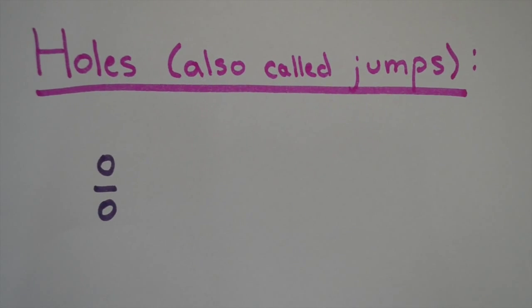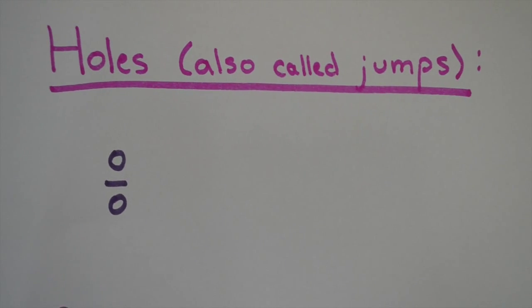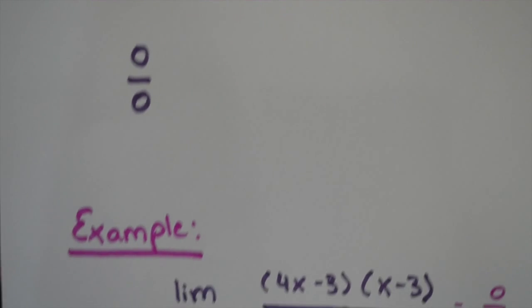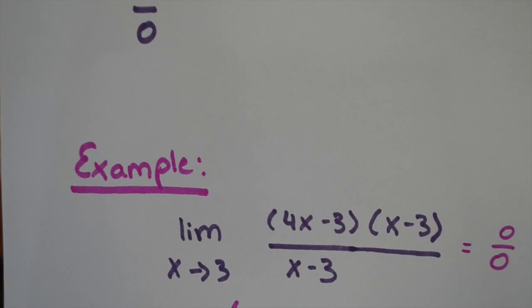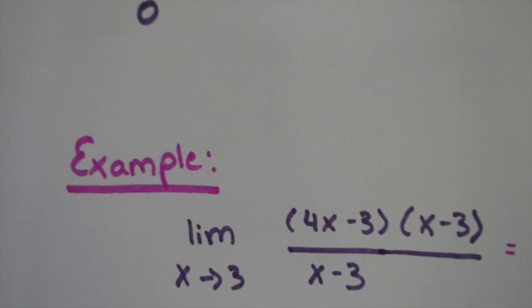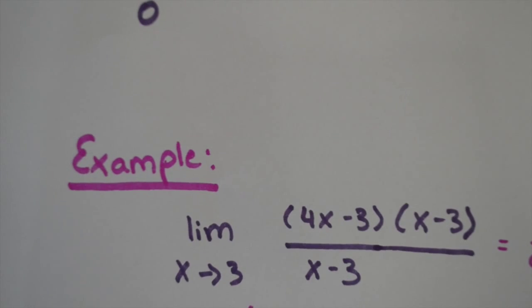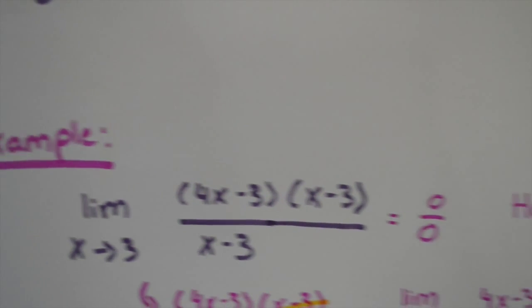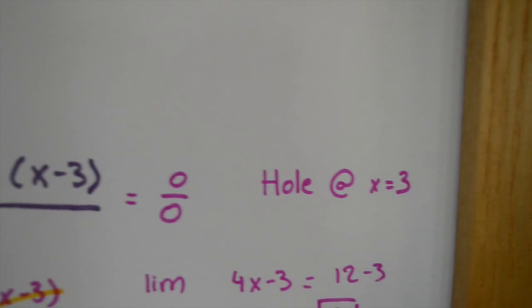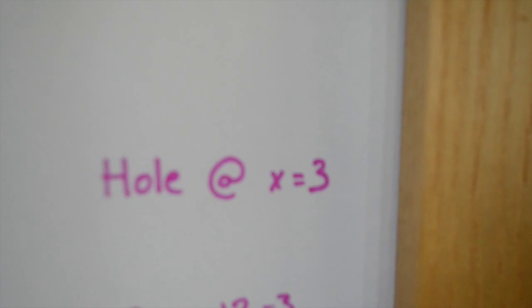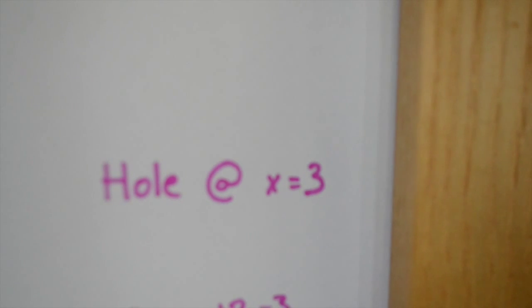You know there is a hole when it's 0 over 0. So let's look at this example. The limit of (4x minus 3) times (x minus 3) all over (x minus 3) as x approaches 3. So first of all, you want to plug 3 wherever there is an x, and you end up with 0 over 0. So you know there is a hole at x equals 3.